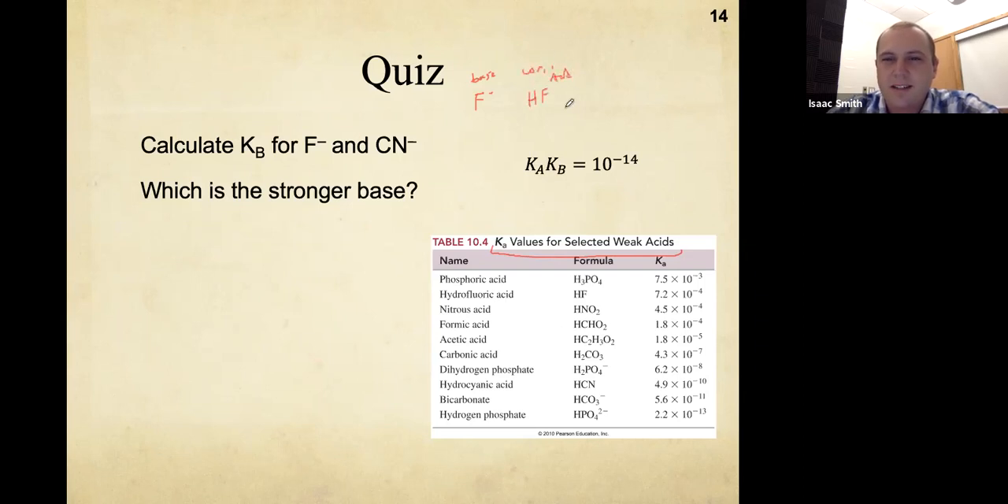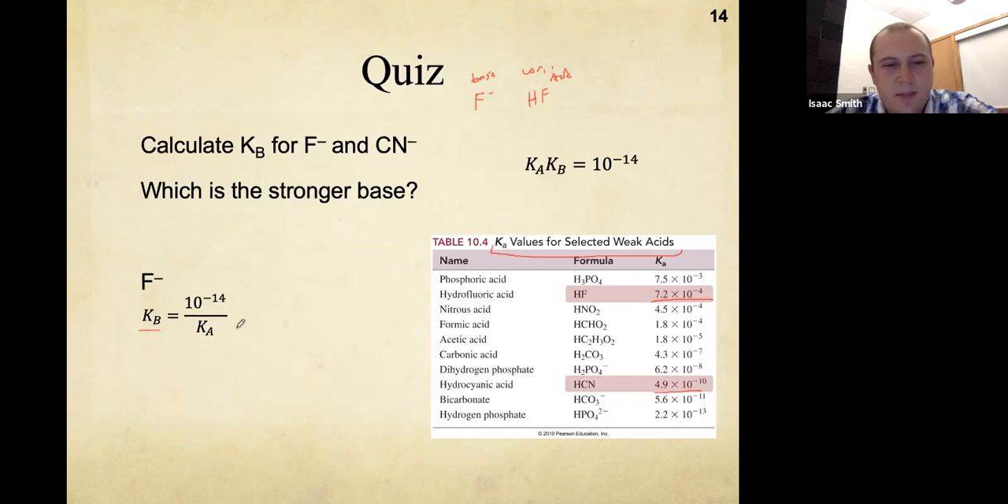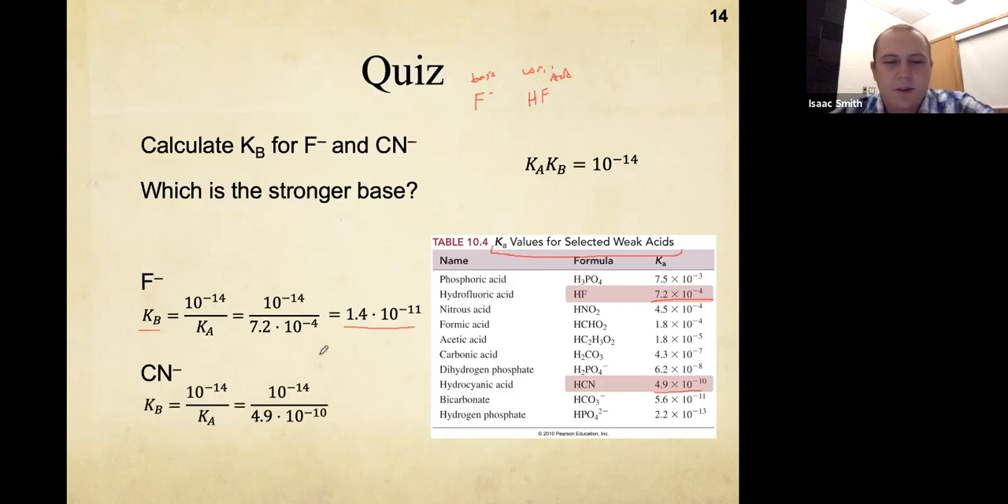It's a conjugate acid. So we need to pull the Ka for HF, which is right here. The conjugate acid of cyanide is going to be hydrocyanic acid, right? So it's just the base plus a proton, and the Ka is here. So then what we can do, for example for F minus, to find Kb, is take the Ka from the conjugate acid, which is 7.2 times 10 to the negative 4, plug that into our equation, and this gives us the Kb for F minus. And then we would do the same thing for cyanide to get the Kb for cyanide.